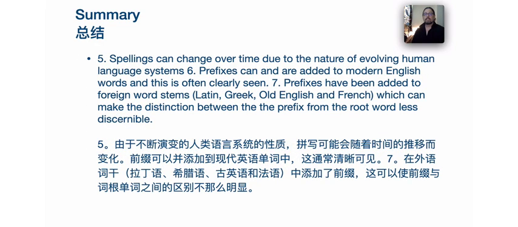Five, spellings can change over time due to the nature of evolving human language systems. Six, prefixes can be and are added to modern English words, and this is often clearly seen. Seven, prefixes have been added to foreign word stems such as Latin, Greek, Old English, and French, which can make the distinction between the prefix and the root word less discernible.